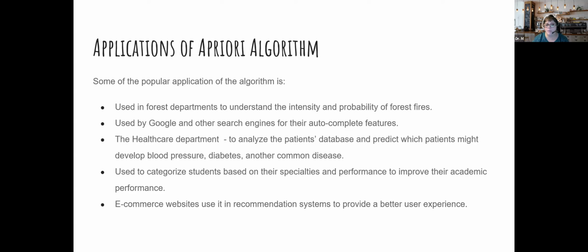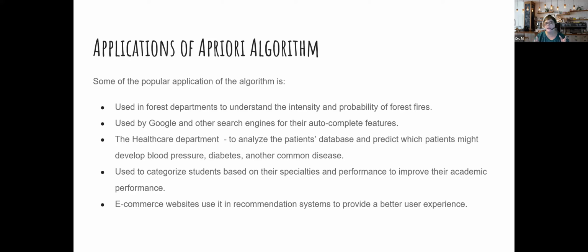Here's another one: the healthcare department analyzes the patient database and predicts which patients might develop blood pressure, diabetes, and other common diseases. That should sound familiar to you because we did that. Now you might be wondering, wait a minute, we didn't use an algorithm like this. We did machine learning. We did logistic regression. We did, but guess what? It's an association between symptoms and measurements, right? So the blood pressure and the diabetes, does it lead to something else? Is there an association? It's that same ideology.